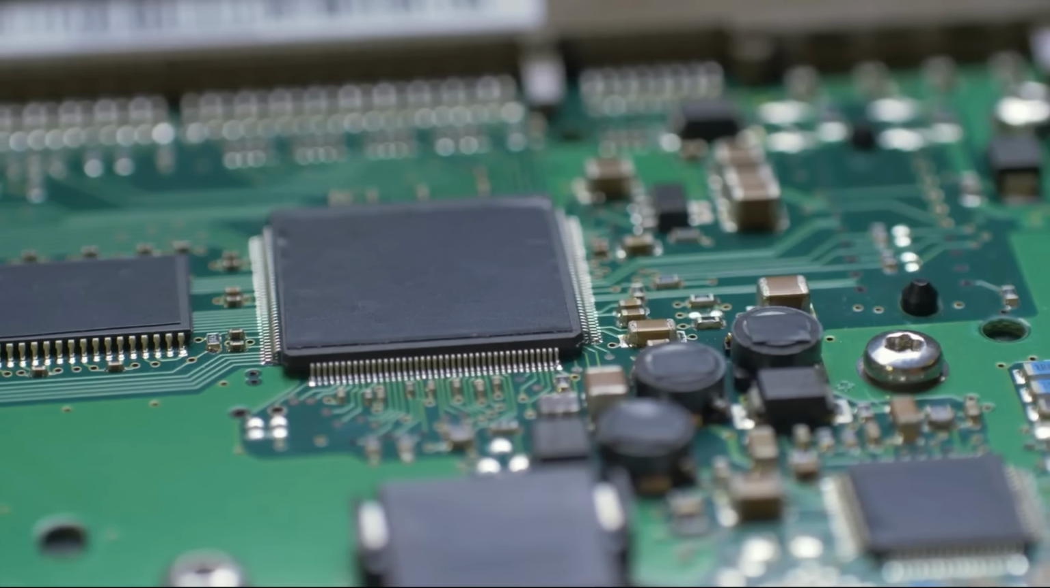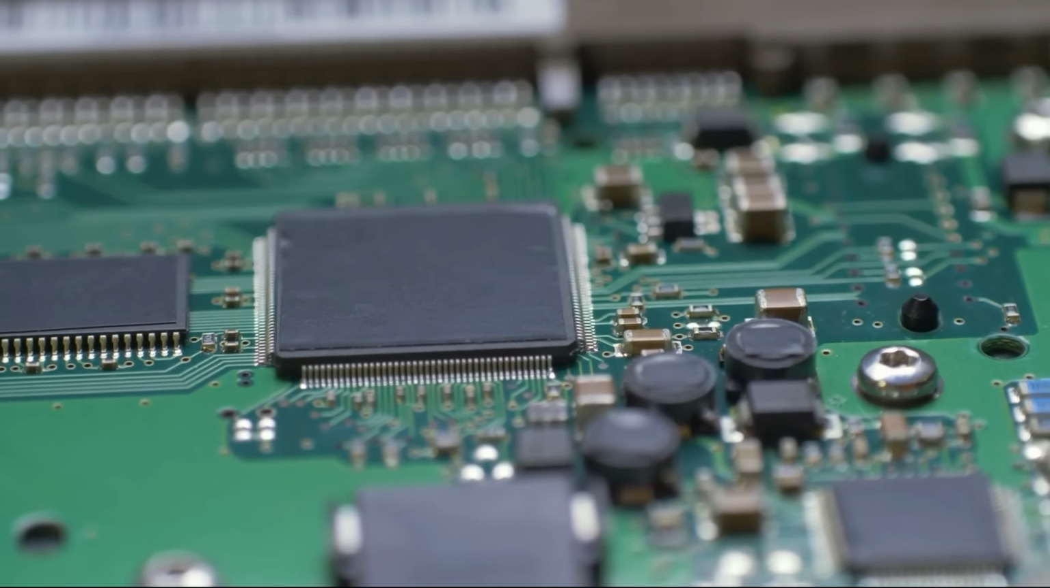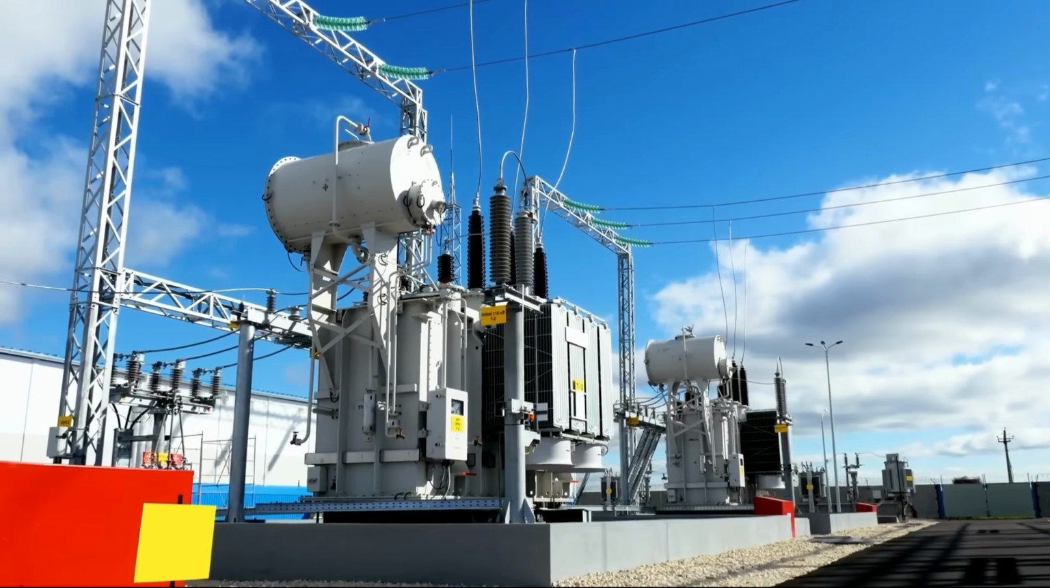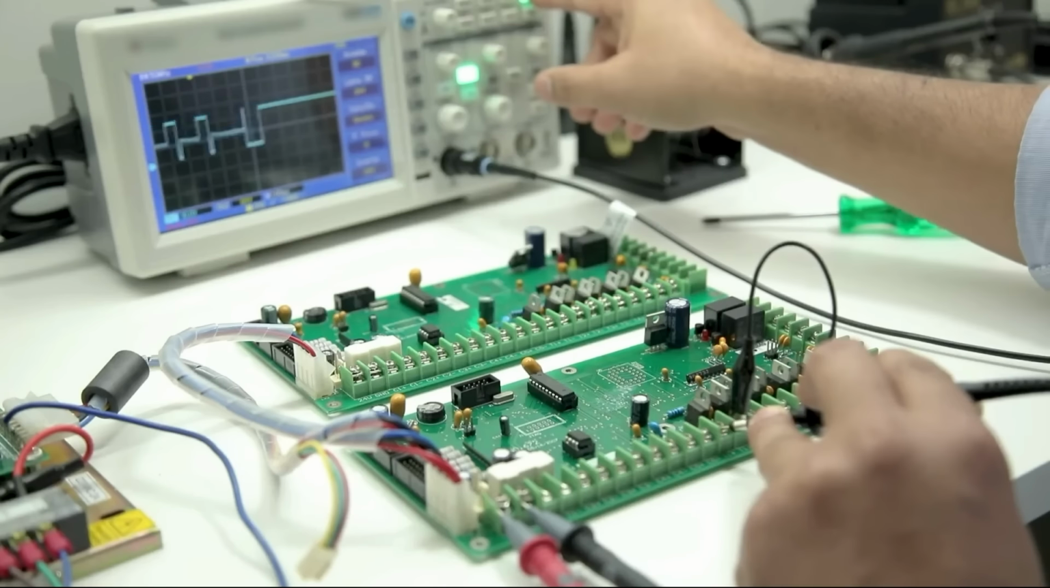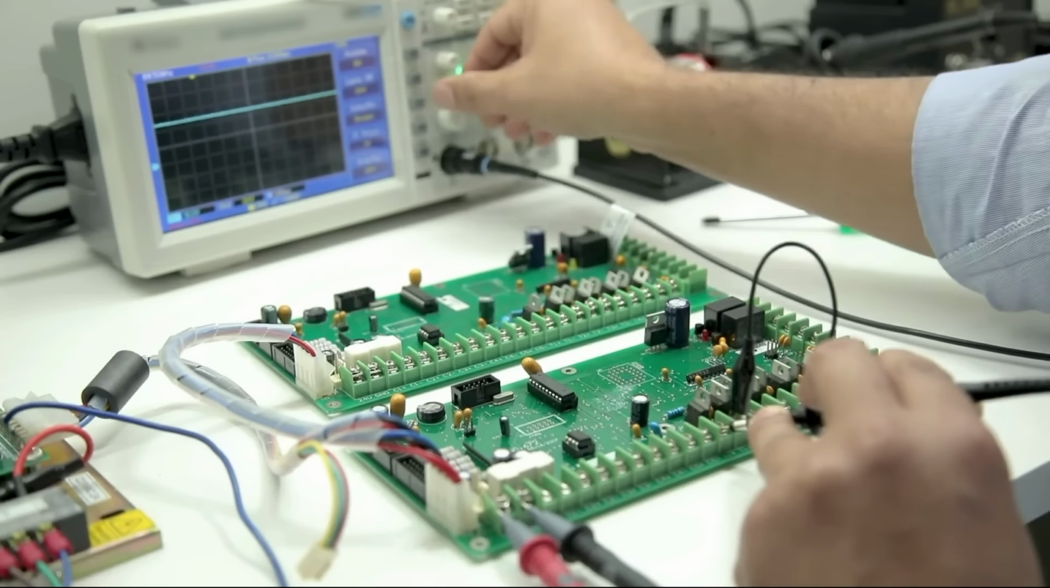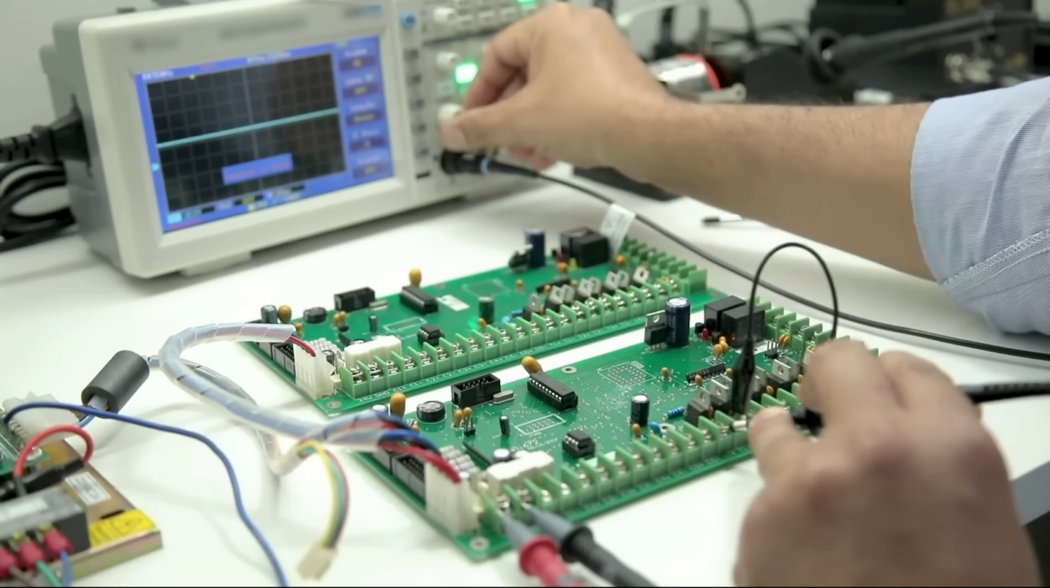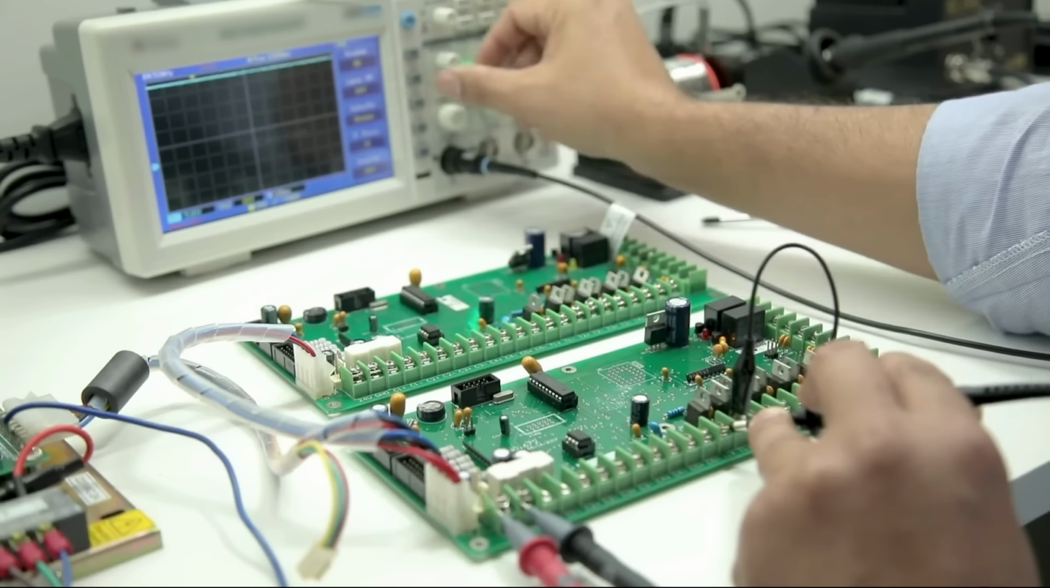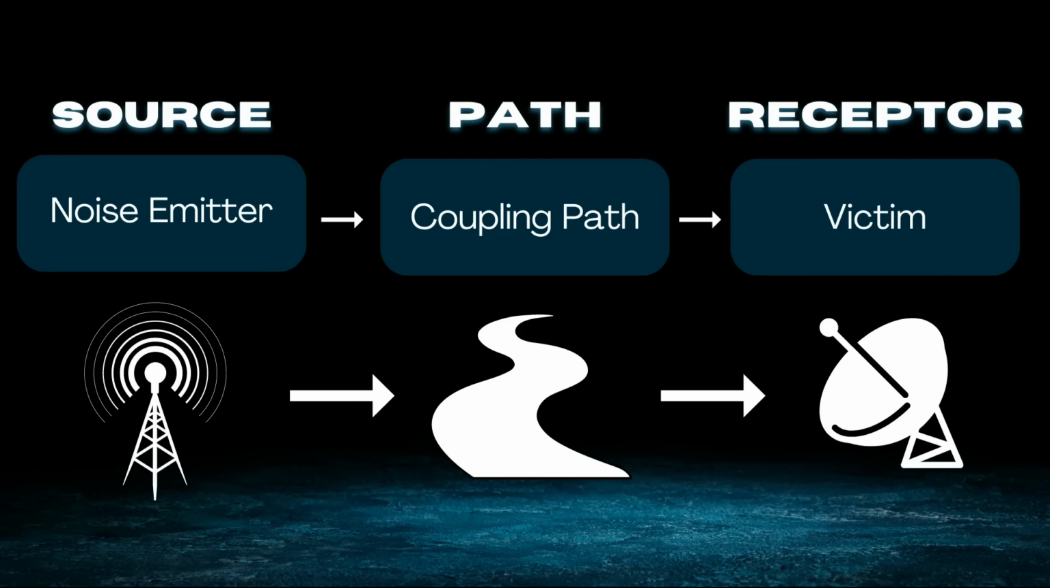EMI can manifest as noise, distortion, or even complete failure in electronic equipment. It can be caused by various sources such as nearby electronic devices, power lines, radio signals, or electromagnetic radiation from natural sources. EMI is the unwanted interference itself, while EMC is the ability of devices to tolerate and function properly in the presence of such interference. To successfully address EMI and ensure EMC, it's essential to understand the roles of source, path, and receptor in the interference equation. Let's break down these components.